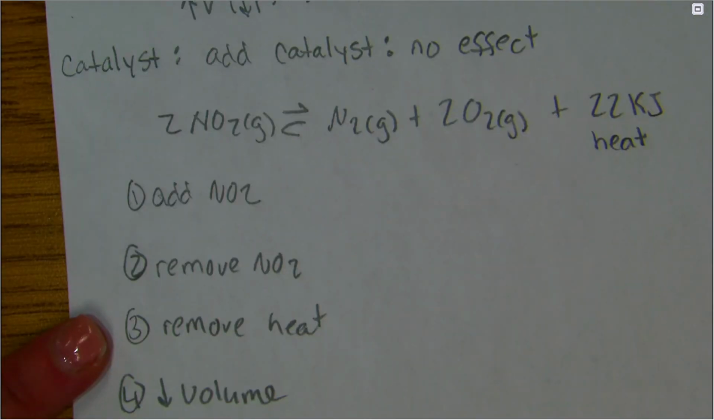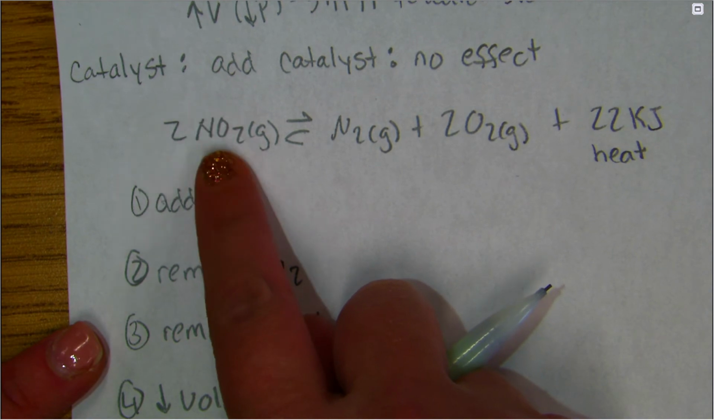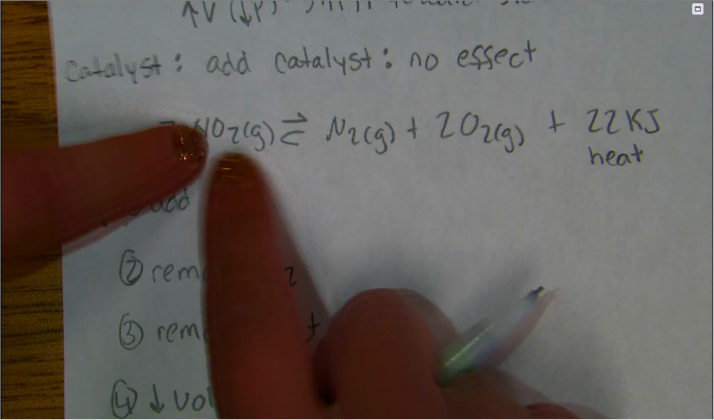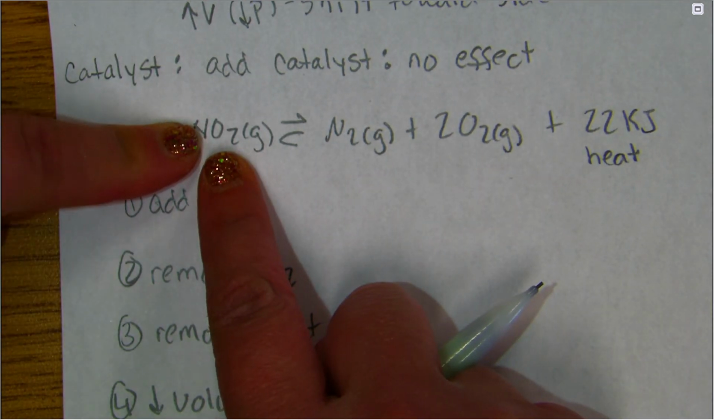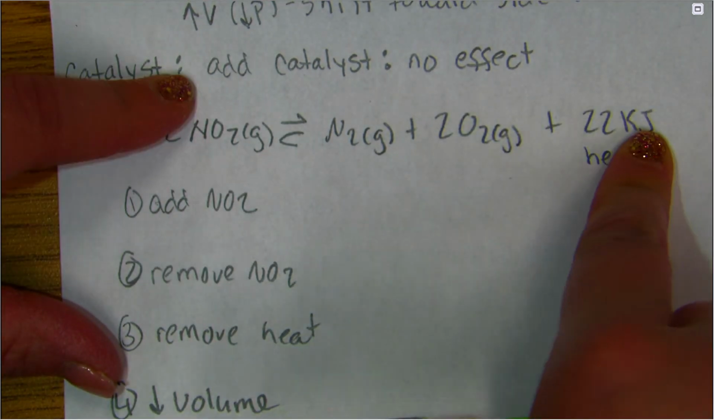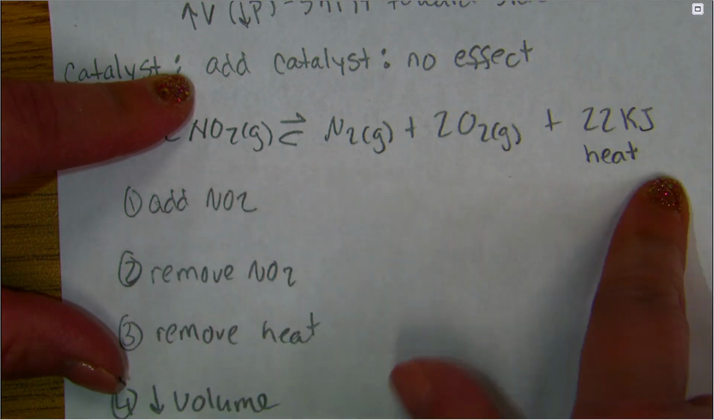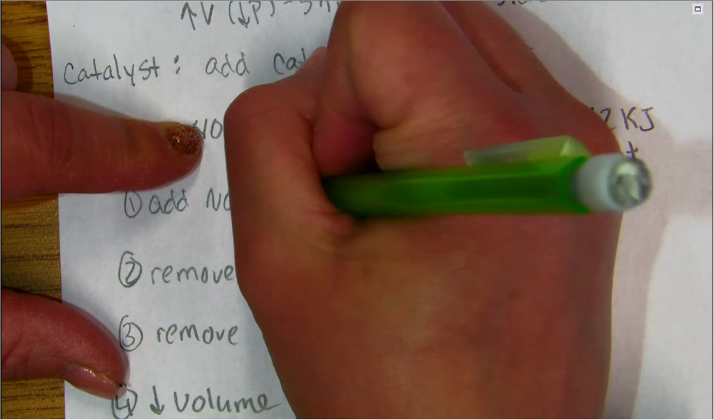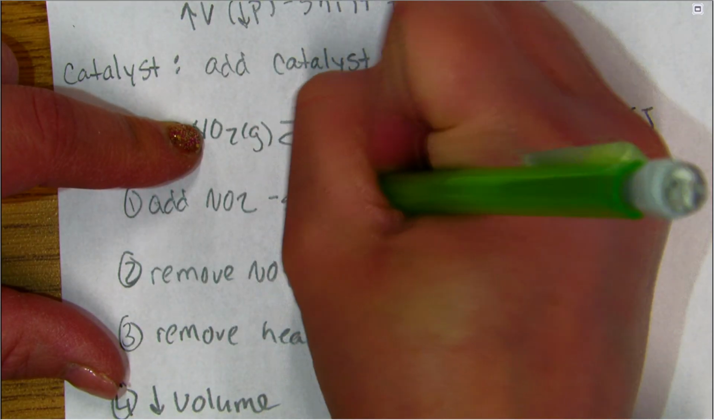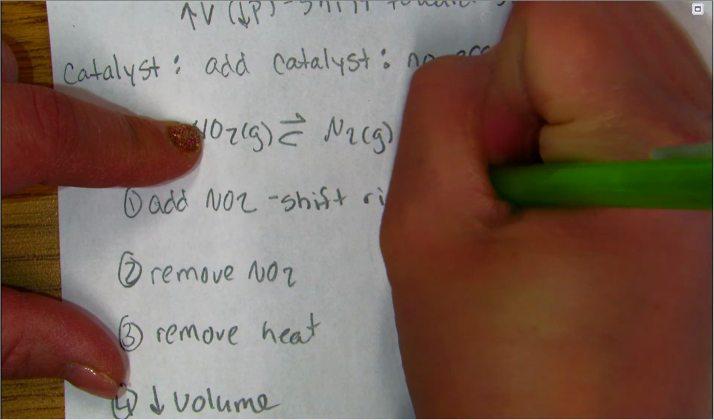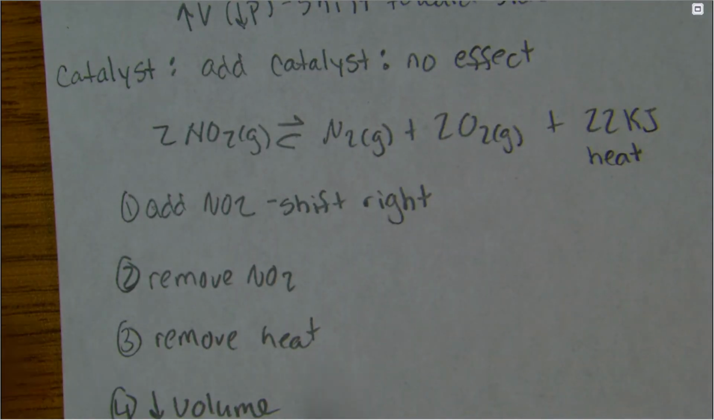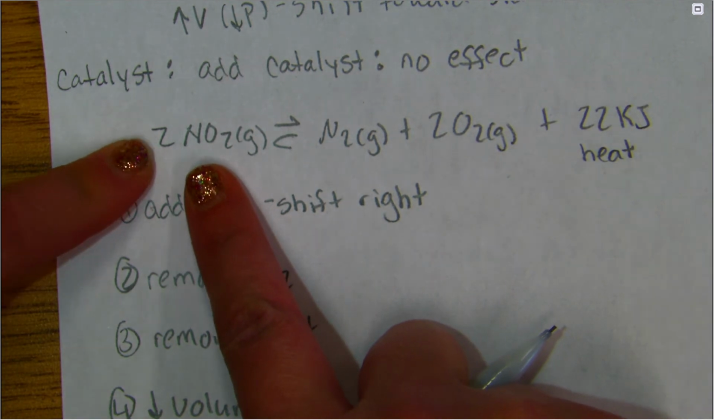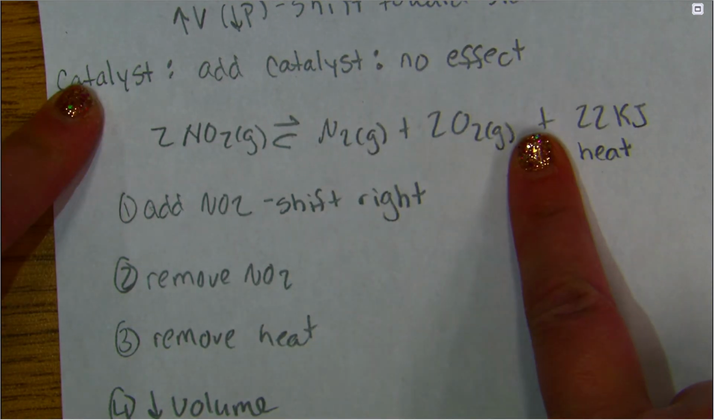If I add NO2, I add a reactant. That means I now have more reactant than I had. So I am going to shift right in order to use up this reactant. What that means is I am going to make products in response. So if I add reactant, I need to get rid of what I added. The only way to get rid of what I added is to make products.